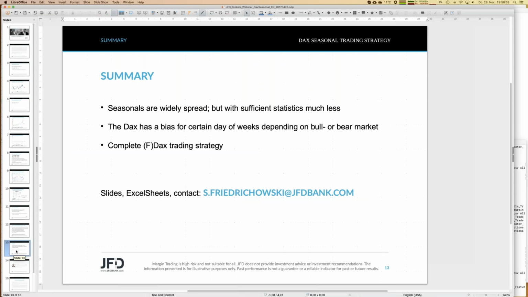So what we know is that the DAX has indeed bias for certain days of the week, but it just depends whether we are in a bull or bear market. But the overall logic is really simple. Monday long, Tuesday, Wednesday short, Thursday, Friday long, when we are in a bull situation, and exactly the opposite in the other. It's really easy. And it's a complete DAX trading strategy intraday, so no overnight and especially no over weekend risk. And you can play around with the Excel sheet, as I showed already.